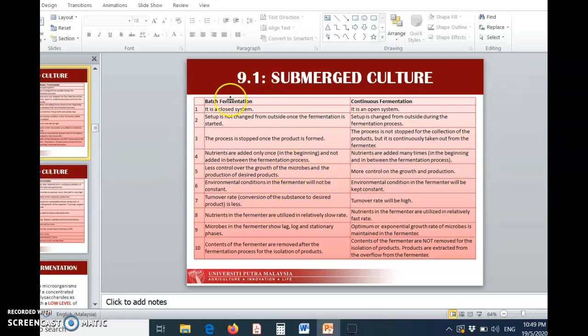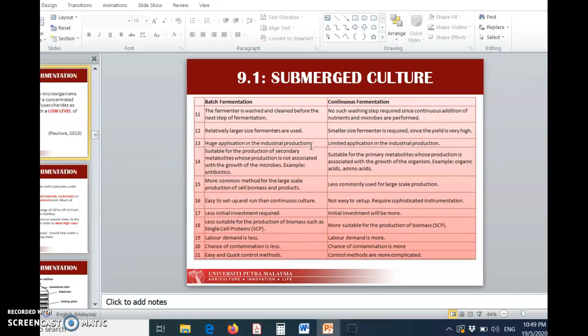Okay, you can read the differences between batch fermentation and continuous fermentation by yourself.